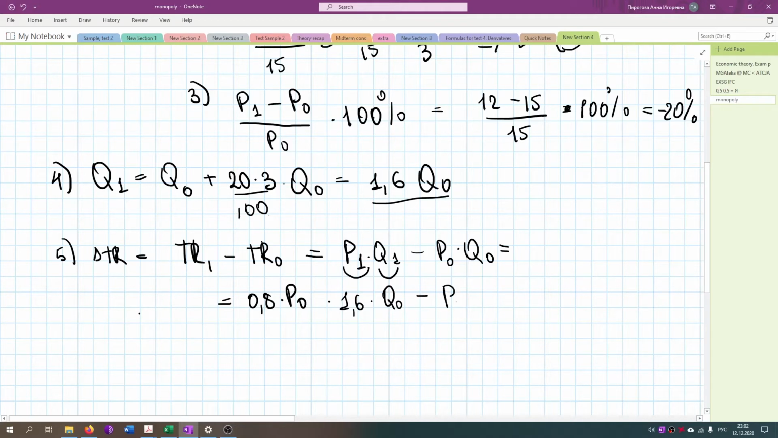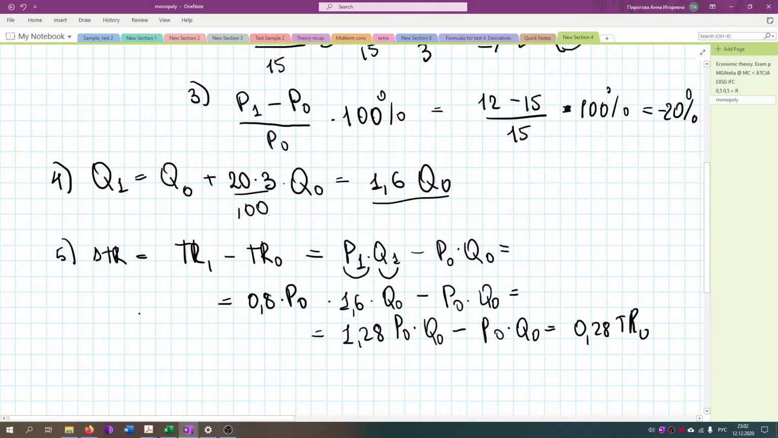And here the same, just rewriting. So it will be 1.28 price 0 multiplied by Q0 minus price 0 multiplied by Q0. It will be 0.28 total revenue 0.